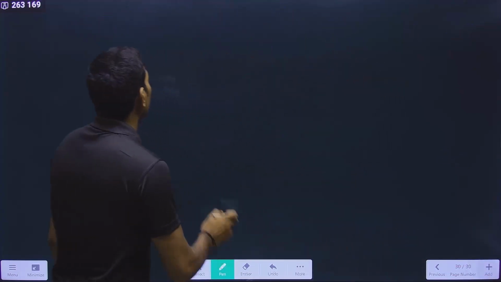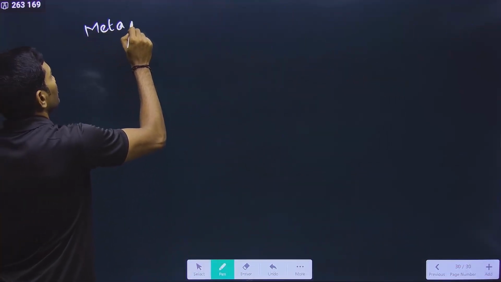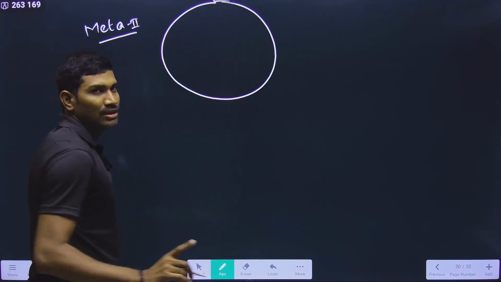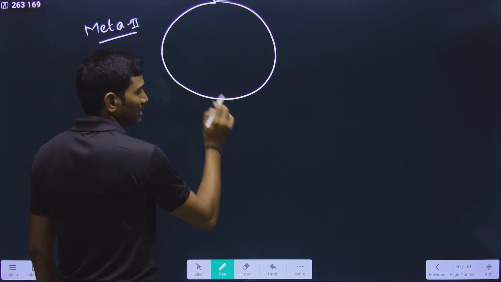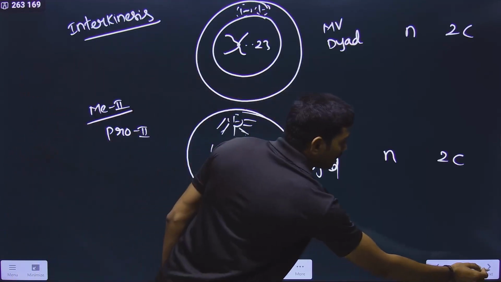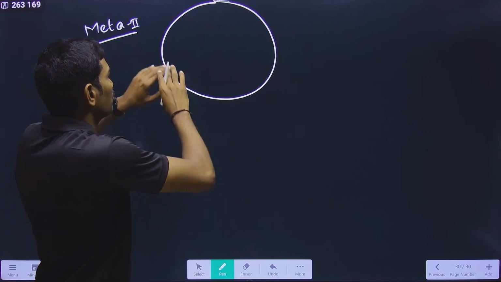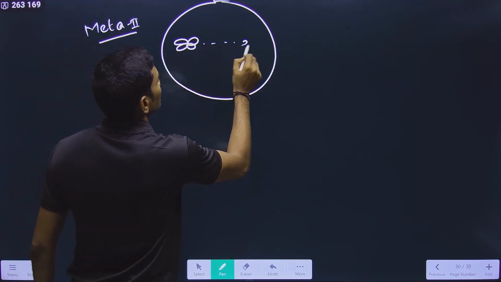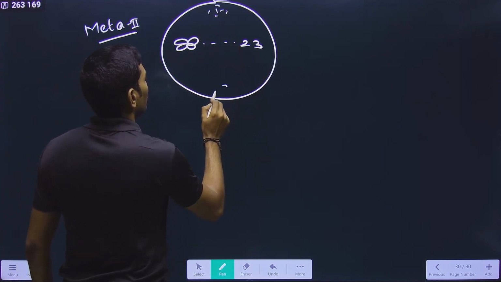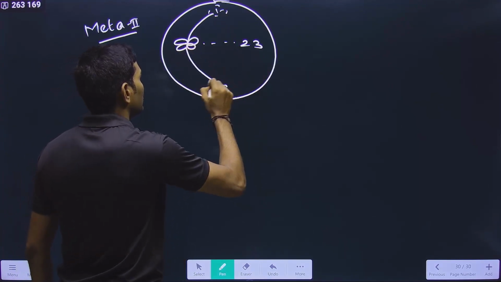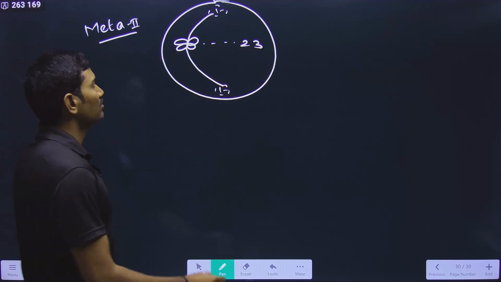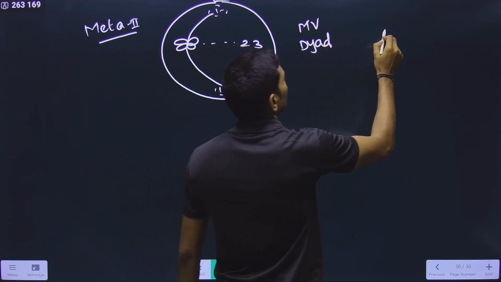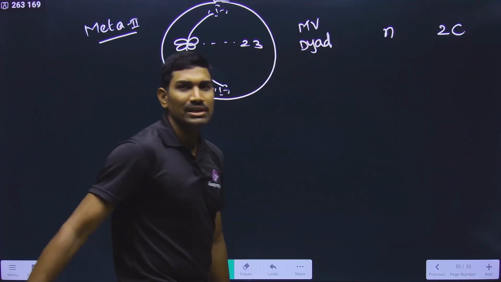And now we are going with metaphase 2. In metaphase 2, what are we saying here? There is no nuclear membrane here. And here all the 23, please observe carefully. It is like mitosis. In mitosis, 23 are present side by side. There is no pairing here. All the 23 are arranged side by side. Spindle pole, spindle pole. Spindle fibers are attached like this. So here it will be monovalent and dyad chromosomes, and it is haploid with 2C DNA amount.